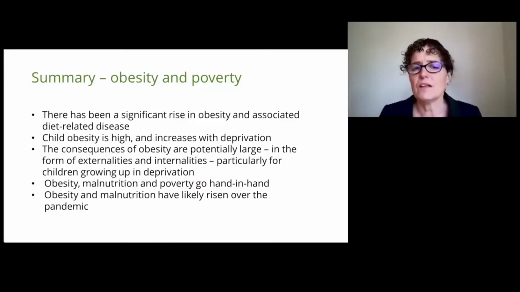So to summarize, there's been a significant rise in obesity and associated diet-related disease. Child obesity is high and increases with deprivation. The consequences of obesity are potentially large in the form of externalities and internalities, particularly for children growing up in deprivation. Obesity, malnutrition, and poverty go hand in hand, and we've seen a rise over the epidemic.